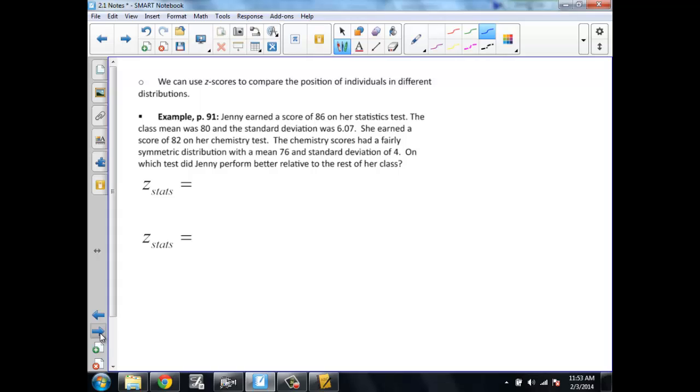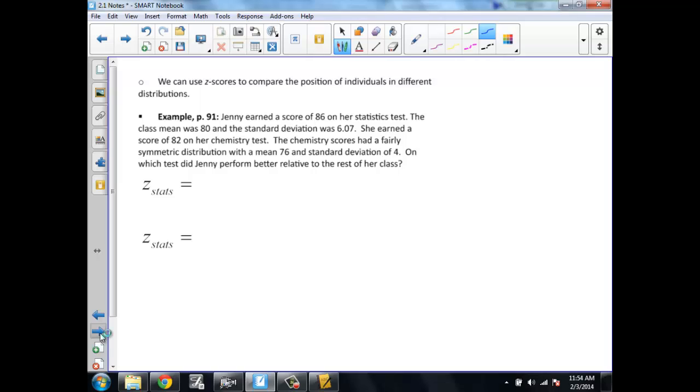So like I said, we can use Z-scores to compare position of individuals in different distributions. So again, we're still using Jenny earned an 86 on her stats test. Class average was 80, standard deviation was 6.07. She earned an 82 on her chem test. The chemistry scores had a fairly symmetric distribution with a mean of 76 and standard deviation of 4. On which test did Jenny perform better relative to the rest of her class?